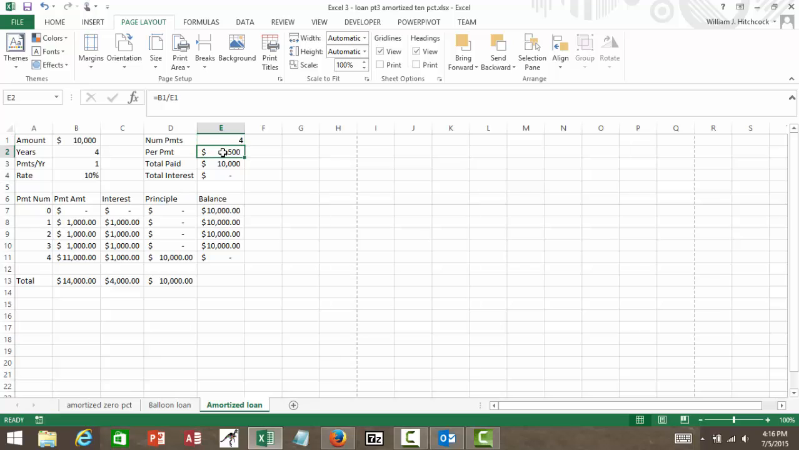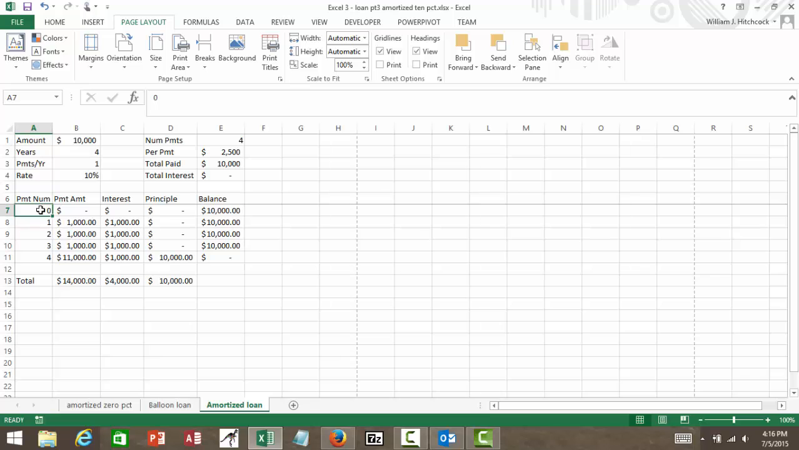The periodic payment is going to change. For right now, I'm just going to put in a number, $2,500, and hard code that number in. The total paid is the number of payments times the periodic payment, so E2 times E1. And then the total interest is the difference between the total paid, cell E3, and the amount that we borrowed in the first place, cell B1.